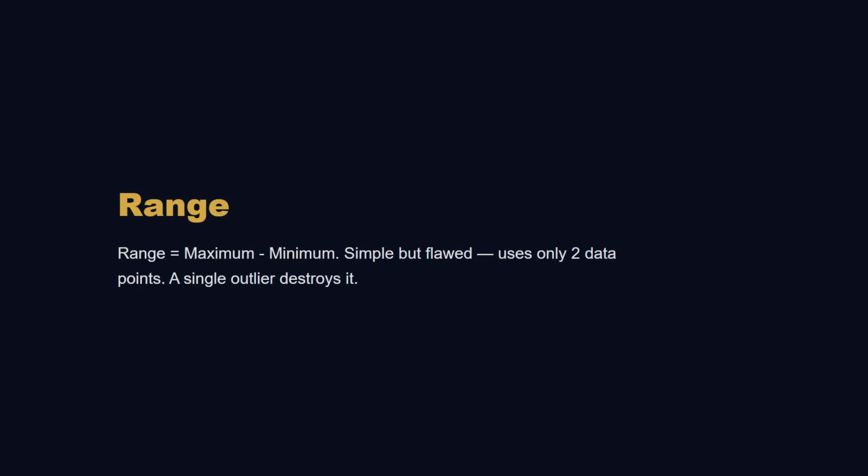The range. The simplest measure of dispersion, maximum value minus minimum value. If the highest annual return was 30% and the lowest was minus 20%, the range is 50 percentage points. The range is easy to calculate but deeply flawed. It uses only 2 data points, the highest and lowest. A single outlier can make the range enormous even if every other value is tightly clustered.